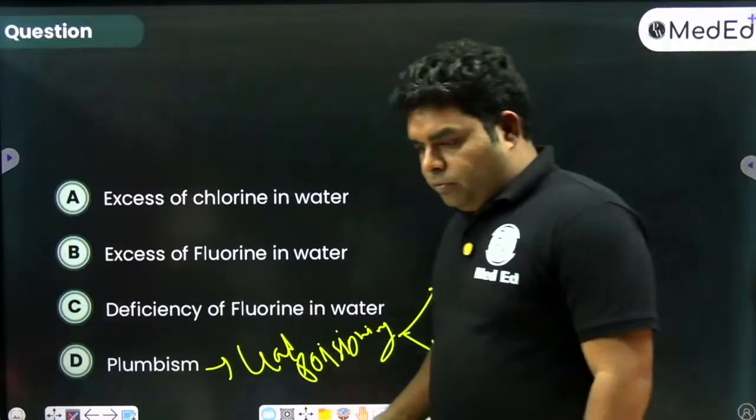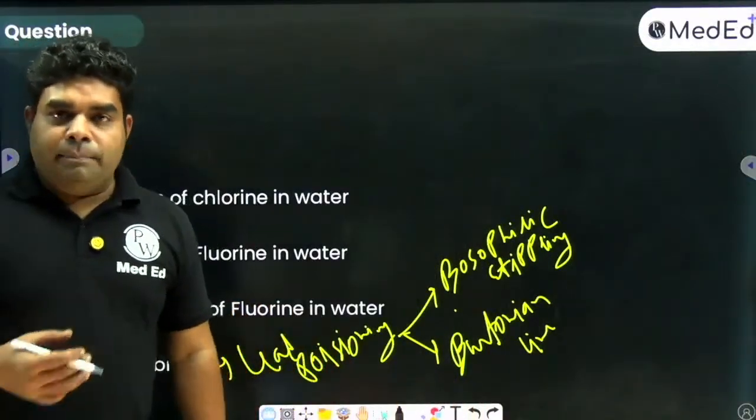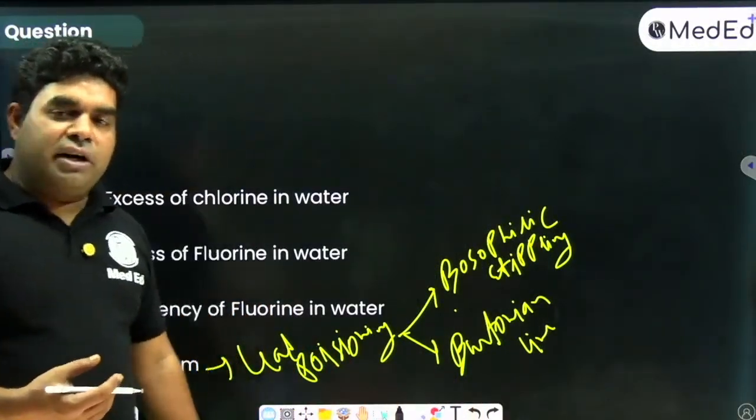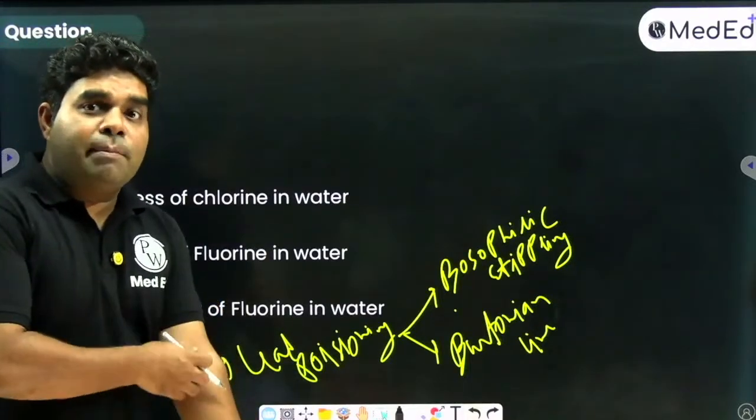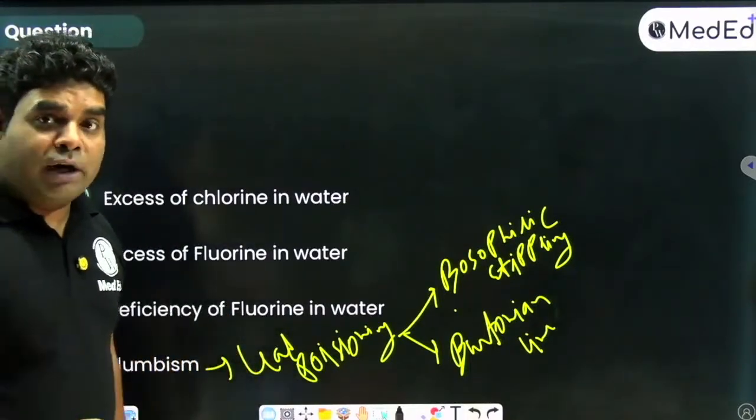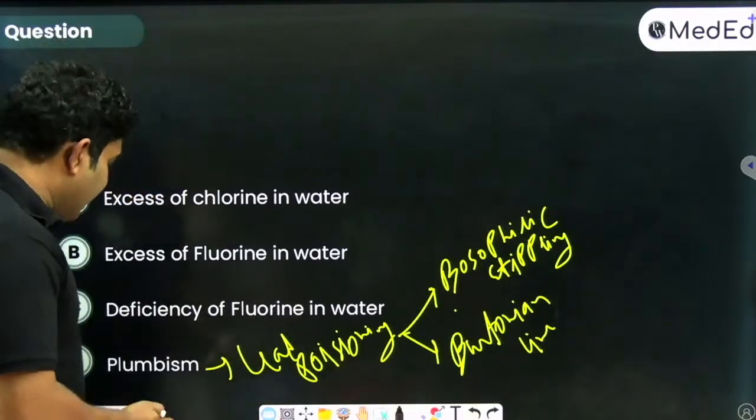Aminolevulinic acid is something which you will find in the blood of the patient if lead poisoning is there. And then another question from plumbism is, what is the most common route of plumbism or lead poisoning? Most common route is inhalation.